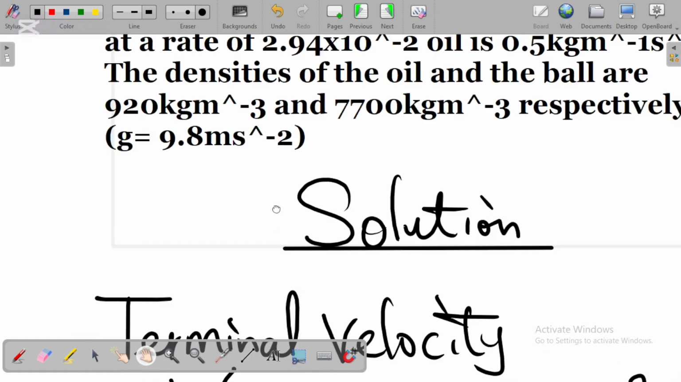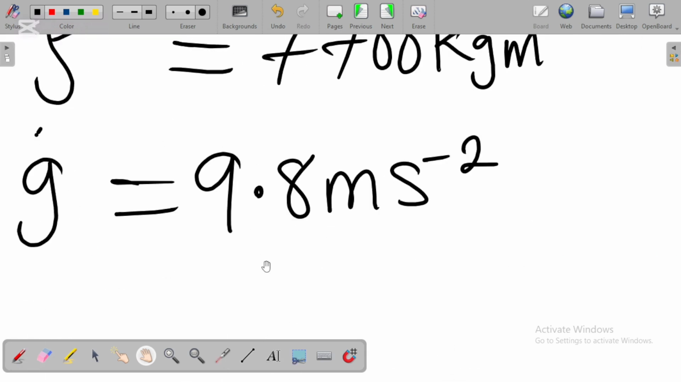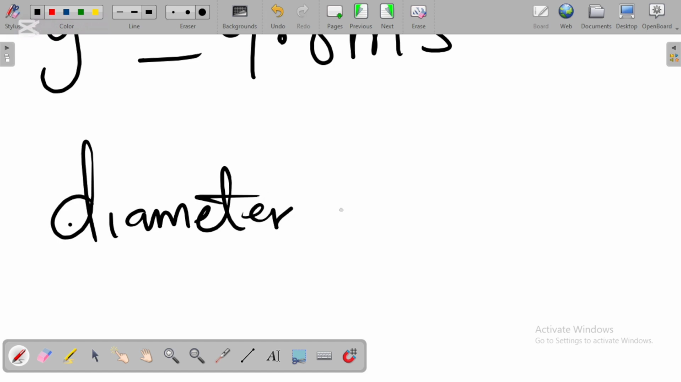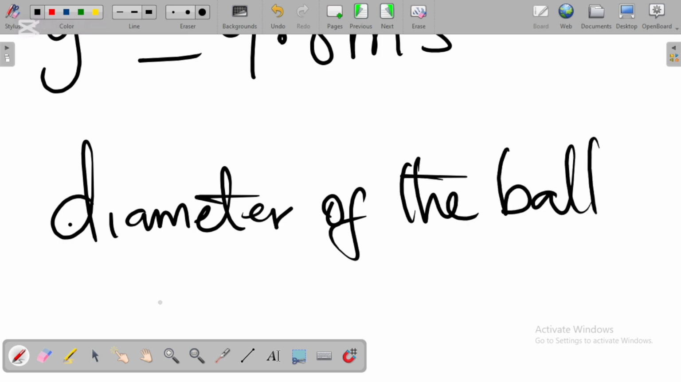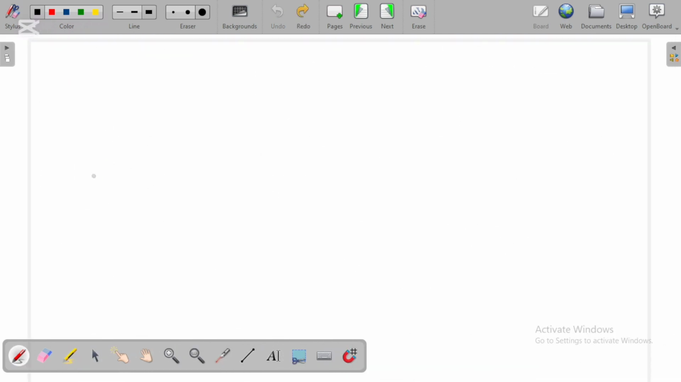Alright, so these are the parameters that were given in the question. So what do we do next? Remember, we are told to find the diameter of the ball. And remember, diameter is D. Alright, so the formula that relates all these parameters together is the terminal velocity formula.